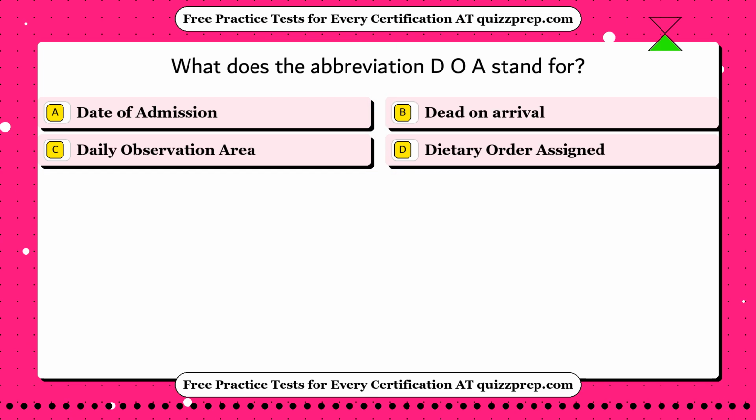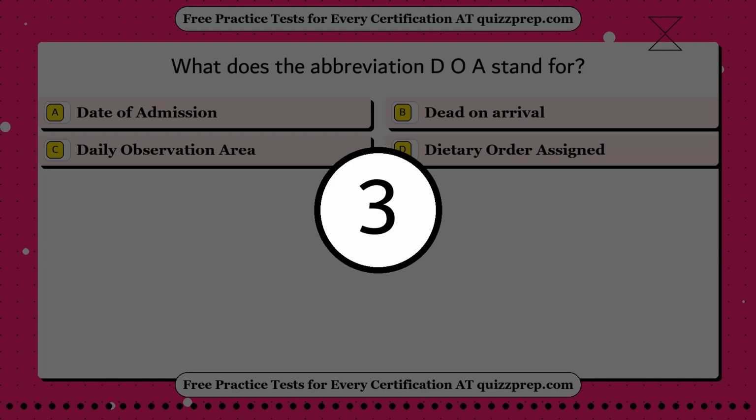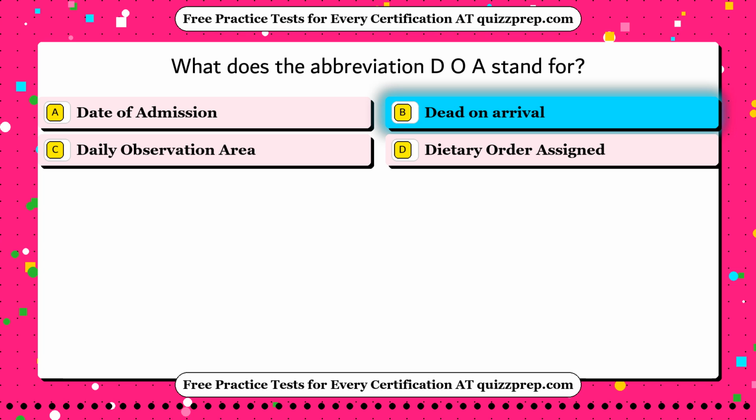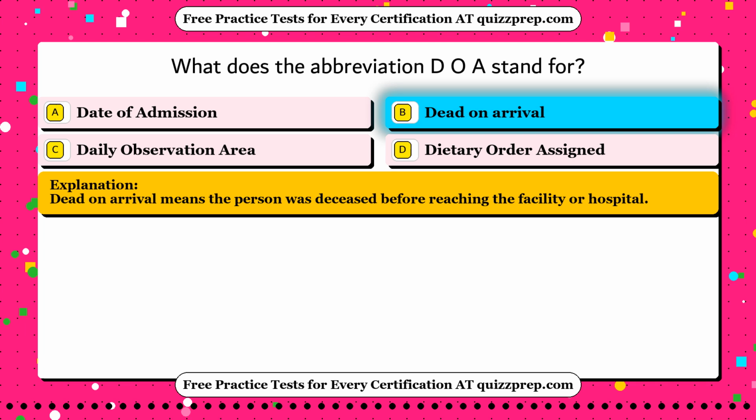Question 31. What does the abbreviation DOA stand for? Option A, date of admission. Option B, date on arrival. Option C, daily observation area. Option D, dietary order assigned. The correct answer is option B, dead on arrival. Dead on arrival means the person was deceased before reaching the facility or hospital.